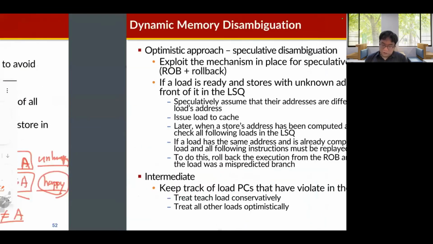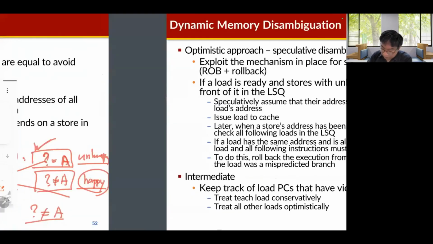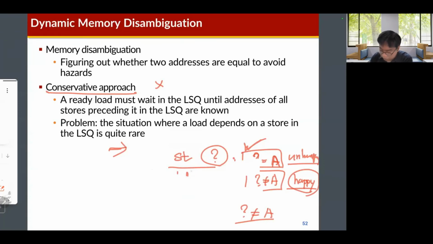Then how can we solve this situation? It is called dynamic memory disambiguation. It means that we can execute the load speculatively. So what does that mean? For this case, we don't know the address of the store instruction, but we know the address of the load instruction. So we assume that the address of the store instruction is different from the address of the load instruction. It's just a prediction, like the branch prediction, right? It's just a prediction. We don't know because it's unknown.